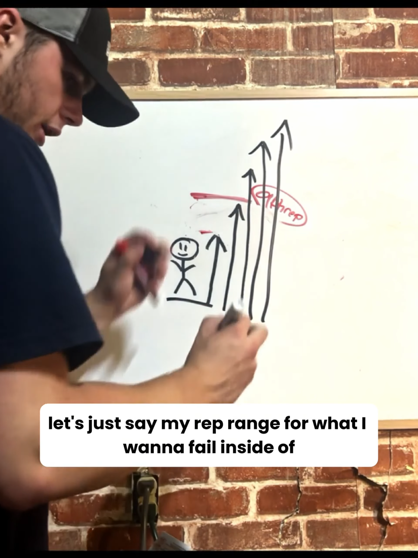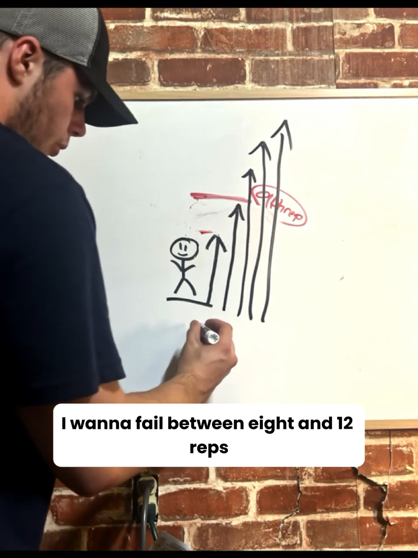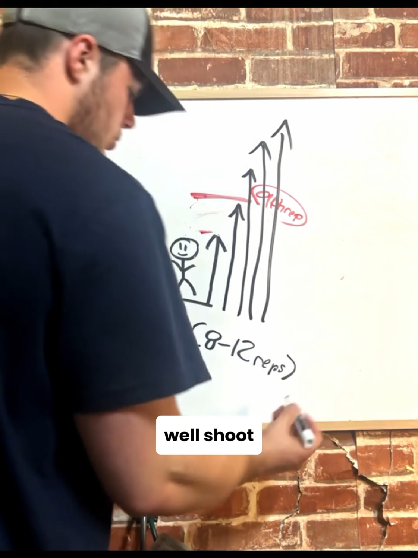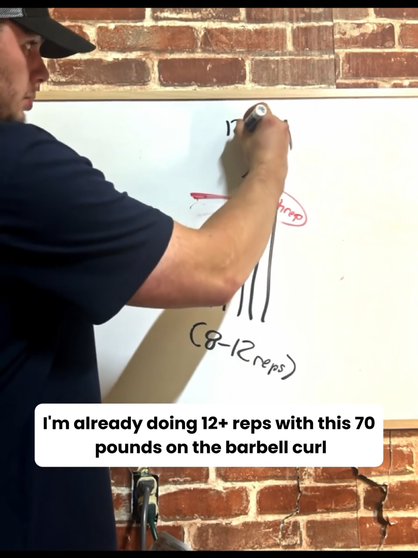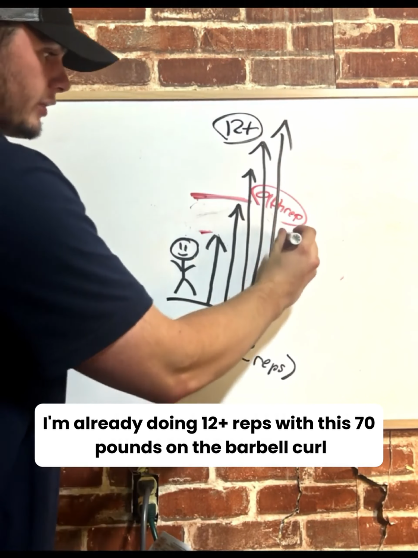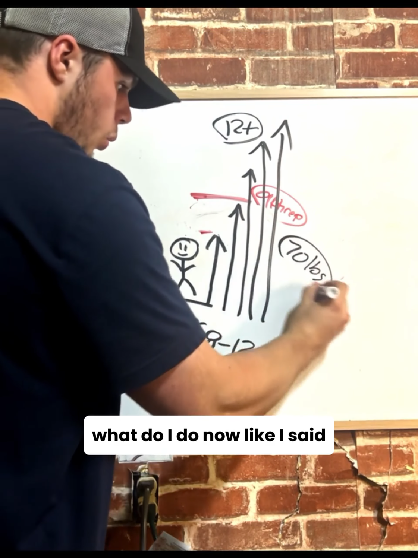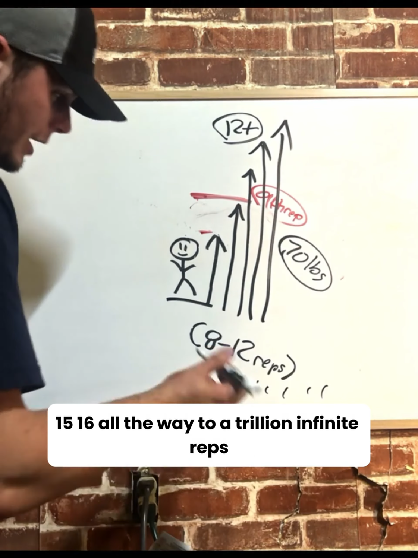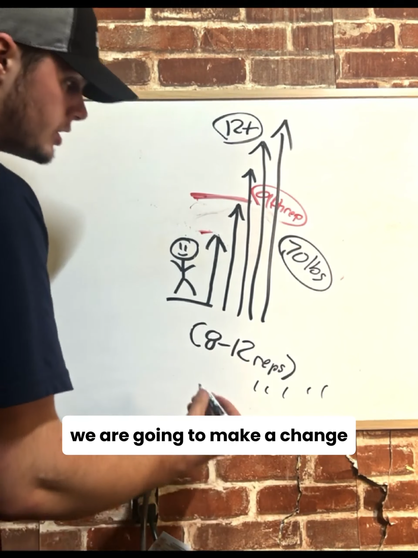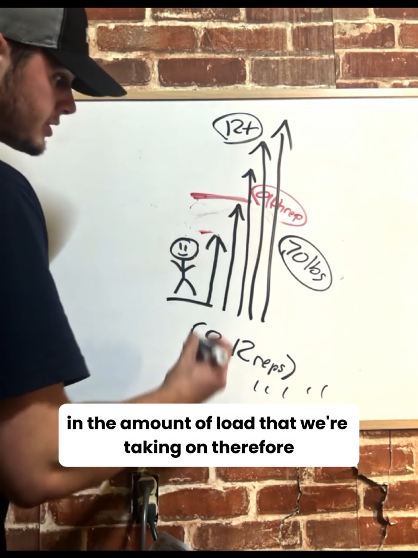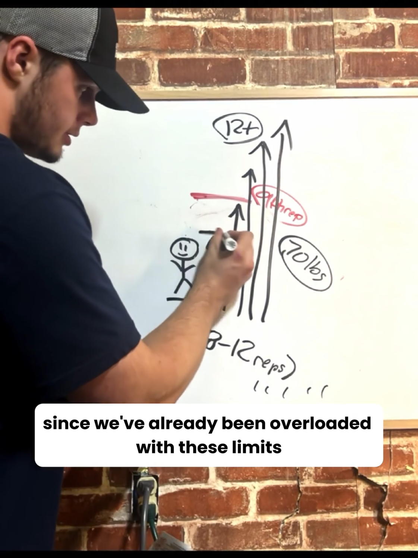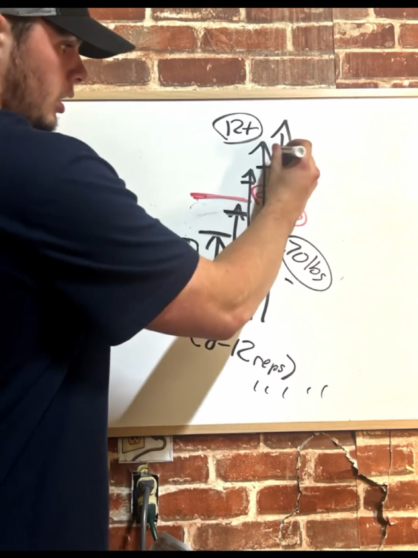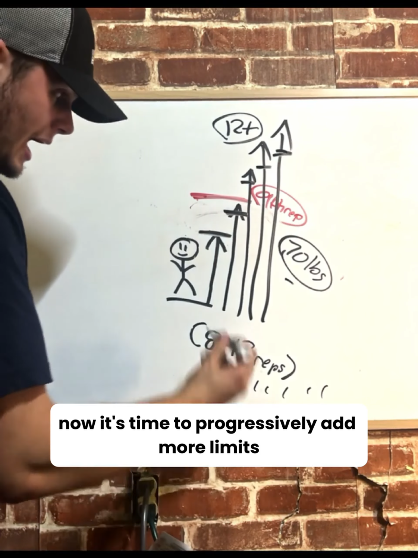Let's just say my rep range for what I want to fail inside of, I want to fail between 8 and 12 reps. Well, shoot, I'm already doing 12 plus reps with this 70 pounds on the barbell curl. What do I do now? Like I said, we're not going to go 13, 14, 15, 16, all the way to a trillion infinite reps. We're going to make a change in the amount of load that we're taking on. Therefore, since we've already been overloaded with these limits using the 70 pounds, and we've broken through these limits every single time, now it's time to progressively add more limits.